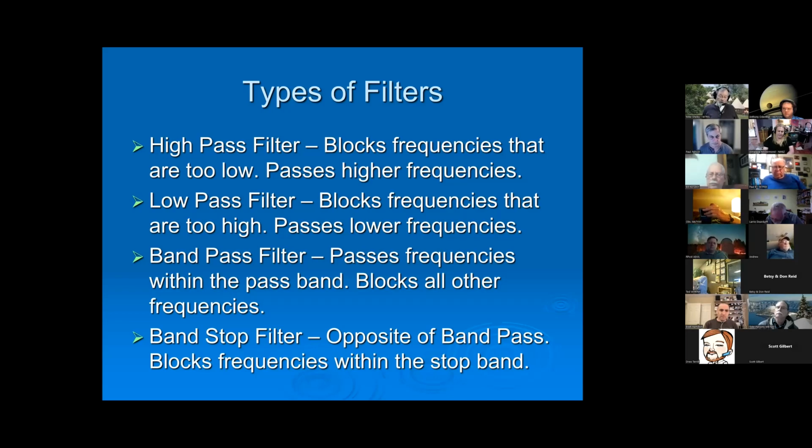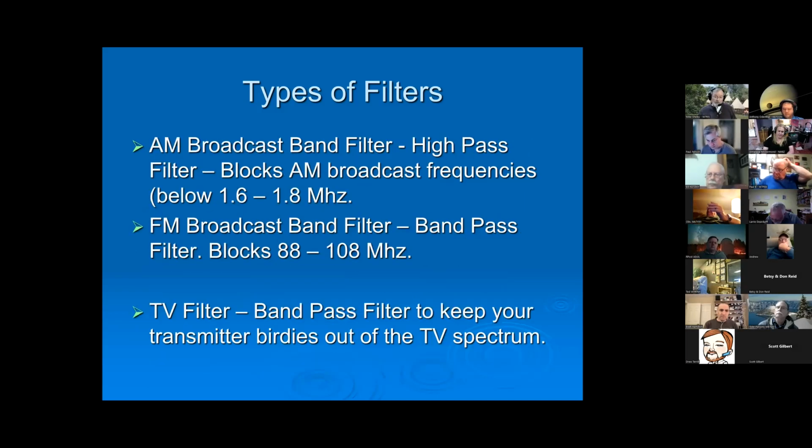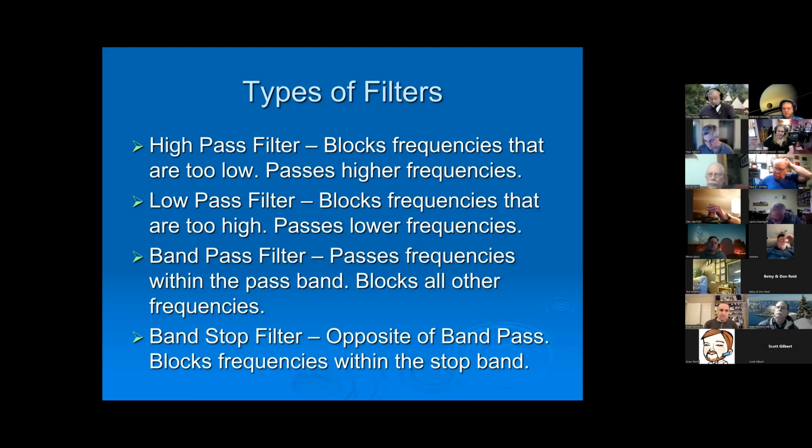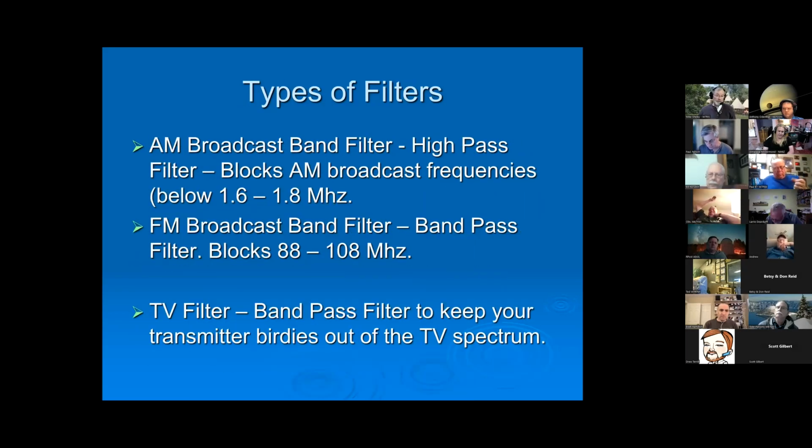So it has that little notch in the middle of frequencies that it will pass. Now there's also another type of filter called a band stop filter. It's kind of the opposite of what a bandpass filter was. It will notch out a certain set of frequencies and block those, while passing the higher frequencies and the lower frequencies. And I'll get into where we end up using this stop filter.